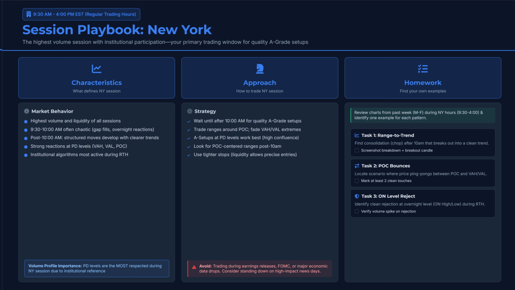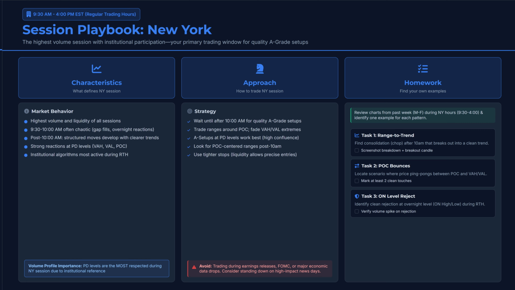Strategy number 4. Look for POC-centered ranges post 10 a.m. After morning chaos, price often settles into a range with the POC at the center. Draw your range boundaries, typically the overnight high and low. Buy near the bottom of the range, sell near the top, take profits quickly at the POC. Strategy number 5.